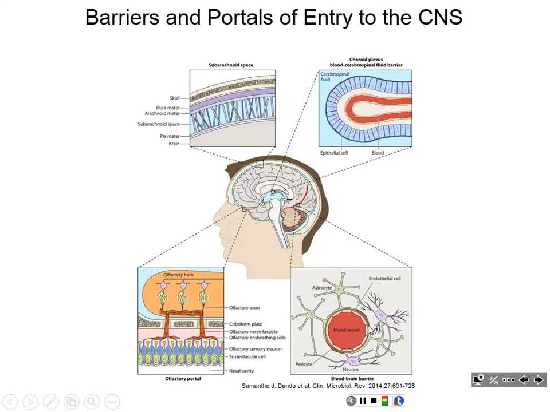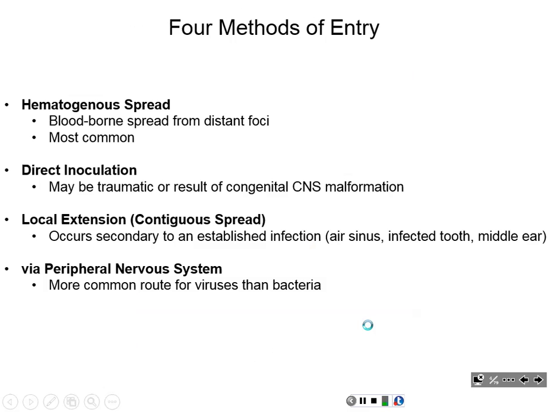So I first want to revisit some barriers and portals of entry into the central nervous system. Some of these are going to look familiar from Dr. Harrison's lecture on Wednesday of last week. Organisms can cross the subarachnoid space, going across into the choroid plexus through the blood-cerebrospinal fluid barrier, crossing the blood-brain barrier, also coming through an olfactory portal. Just a couple of ways that infectious organisms can get into the CNS here.